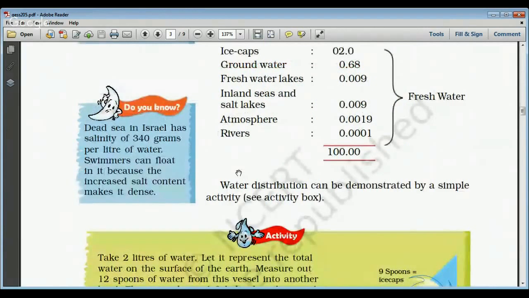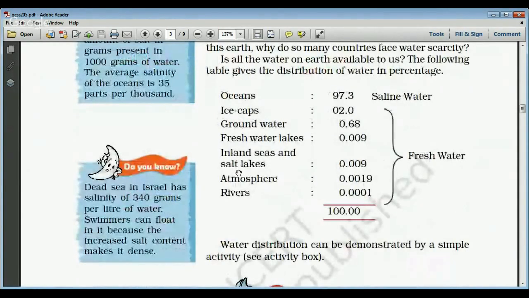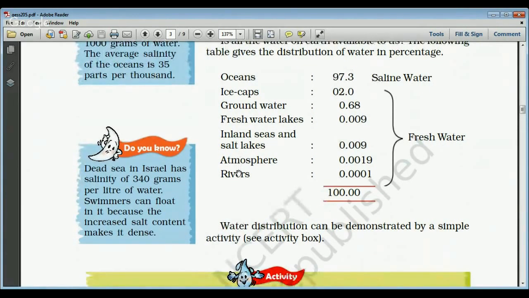And the Dead Sea in Israel, as I've already told you, has 340 grams per liter of water. See, 1000 grams is roughly equivalent to 1 liter. And these types of seas are very dense. In the Caspian Sea and this Dead Sea, even swimmers start floating, because they contain a large amount of salt, and that is why they are very dense.